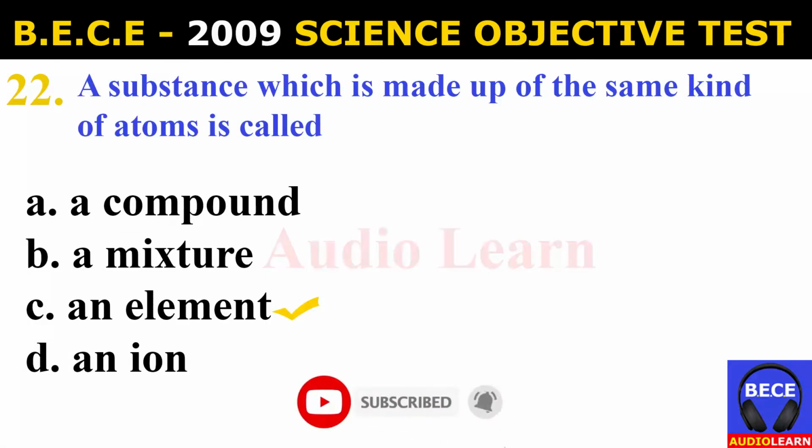Number 22. A substance which is made up of the same kind of atoms is called A, a compound. B, a mixture. C, an element. D, an ion. And the answer is C, an element. A substance which is made up of the same kind of atoms is called an element.